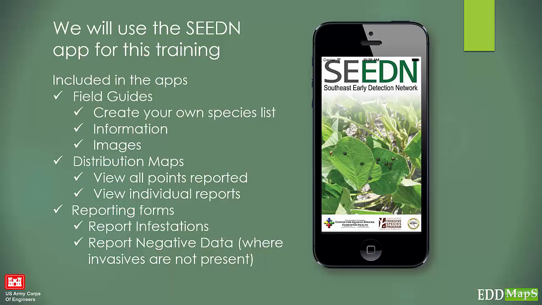Included in the apps are field guides containing information and images for each species, as well as the ability to create your own species list. Distribution maps where you can view all the points reported, or you can view individual reports. The reporting form so that you can report infestations. You can also report negative data to show where invasive pests are not present.